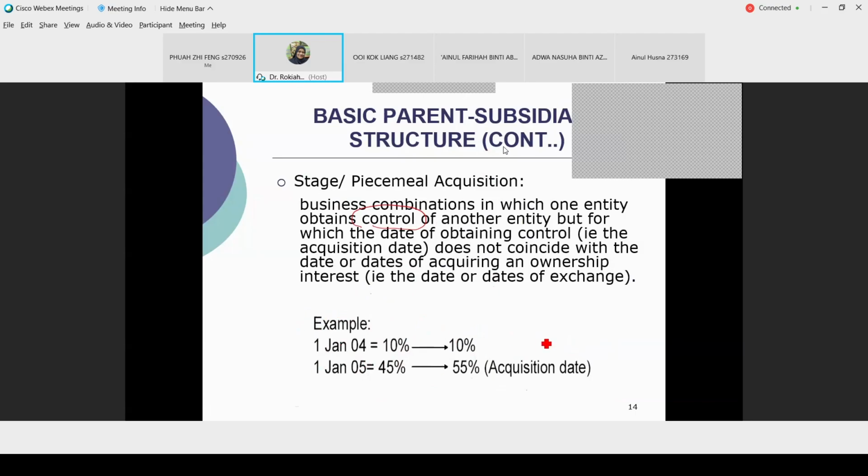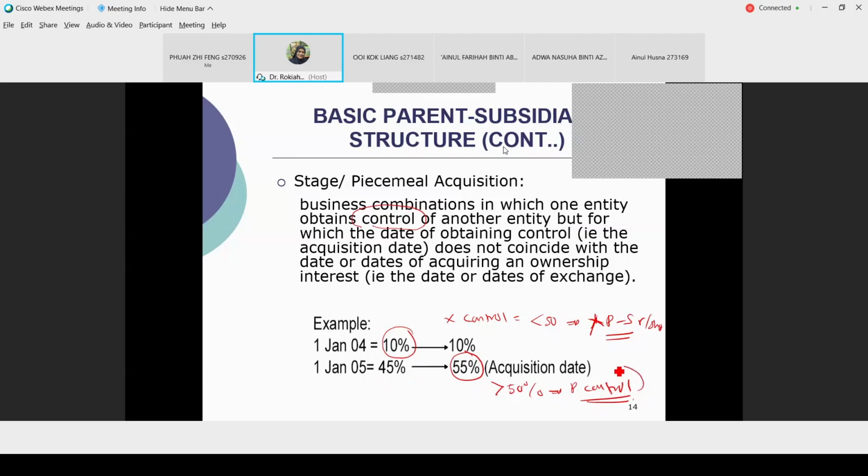Let's say on the 1st of January 2004, A only has 10%. When they have 10%, it means that they do not have control because this is less than 50%. So during this time, there is no parent and subsidiary relationship, not yet. Then on the 1st of January 2005, assume that the parent bought another 45%. So now the control becomes 55%, which is more than 50%. During this date, the parent has control.